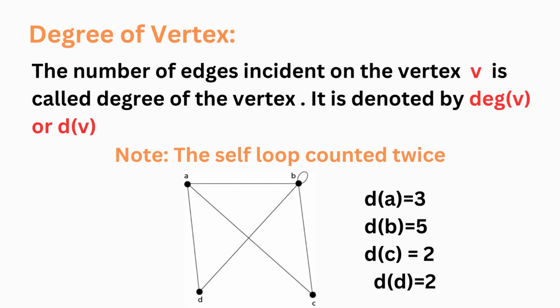What is degree of C? The number of edges incident on the vertex C is 2 only. That's why degree of C is 2. What is degree of D? Here the number of edges incident on the vertex D is 2. That's why degree of D is 2.